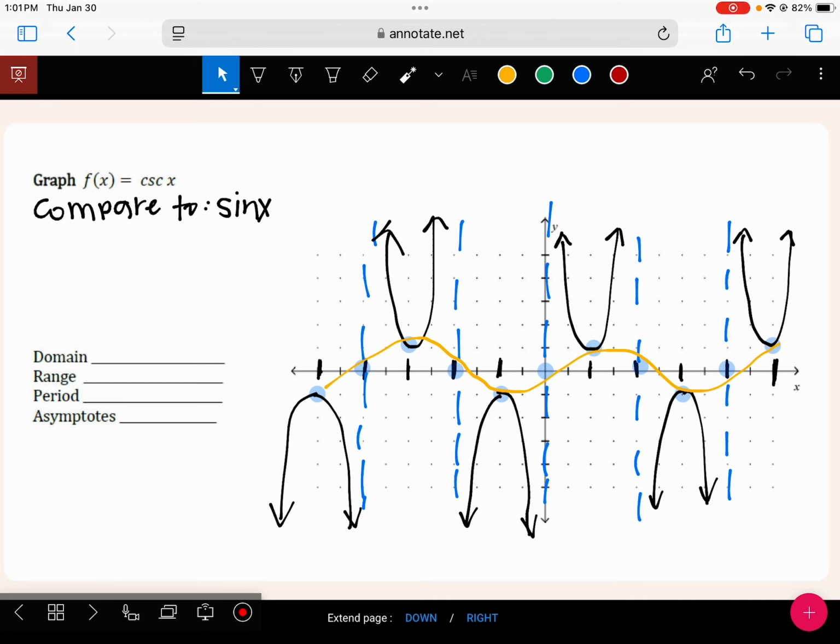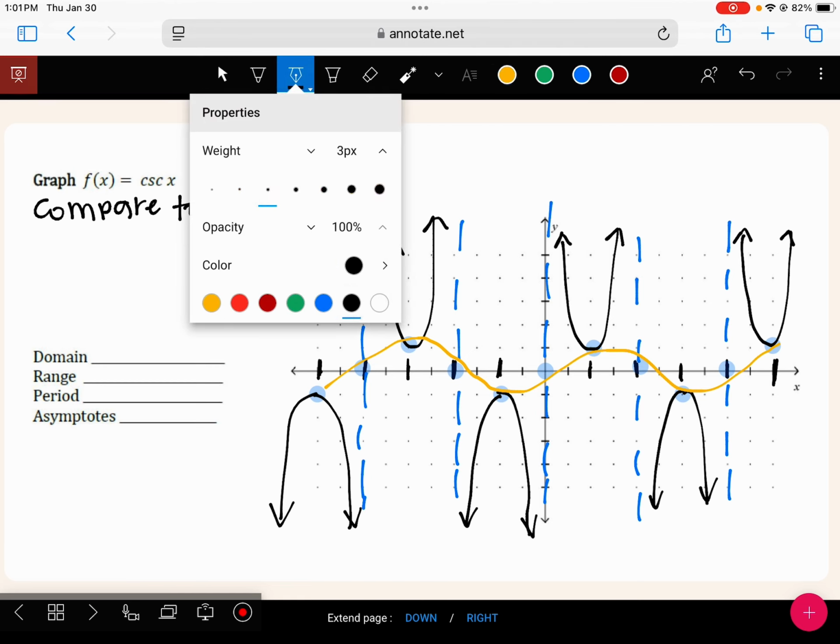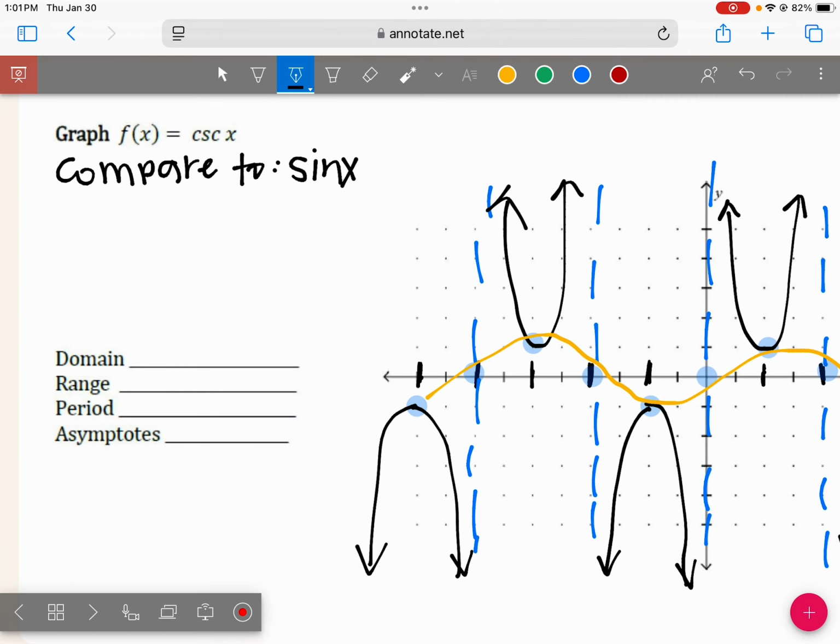So that yellow line, you don't have to draw, but I drew it so that we can see where our original sine function was. So let's first do the only thing that we're really comfortable with, our period. What is our period? 2 pi, because we didn't have anything to change it.